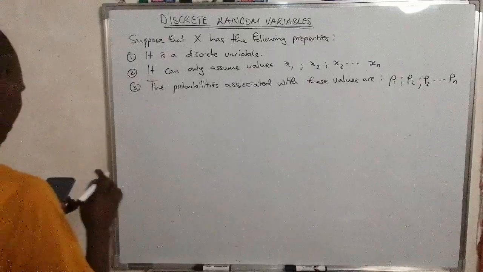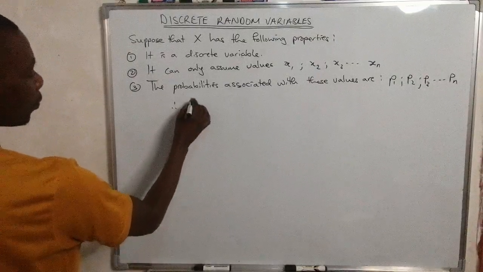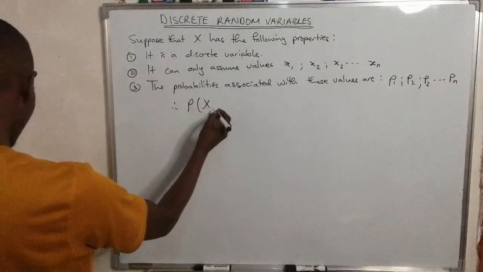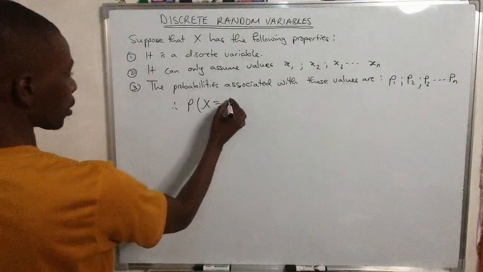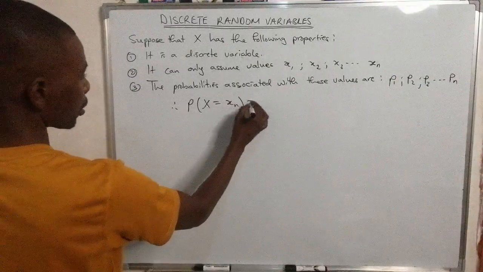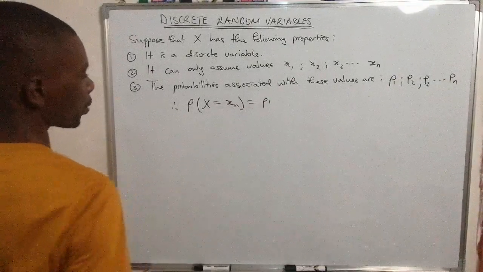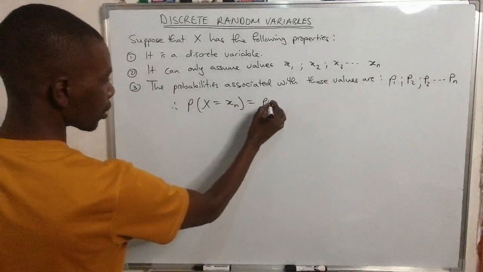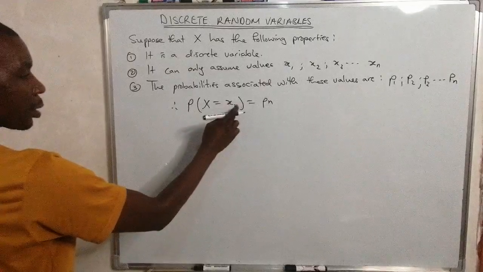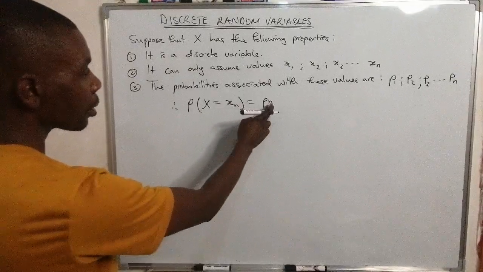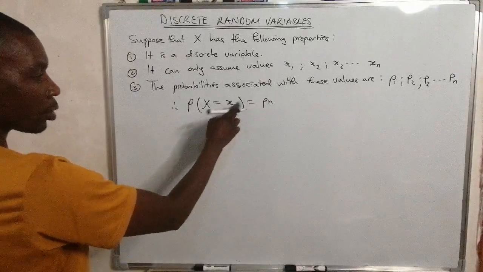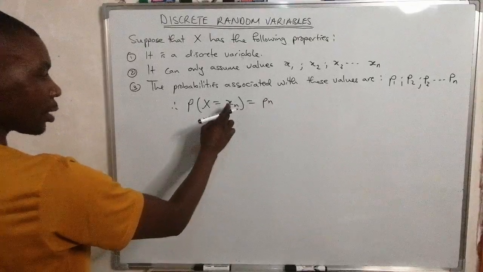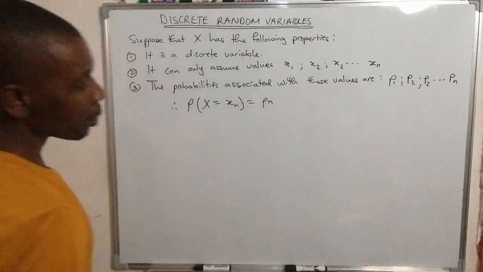Then for the probability of x equals xn, it is given by Pn. So if it is xn, it will be Pn. If it is x5, it will be P5. If it is x3, it will be P3.